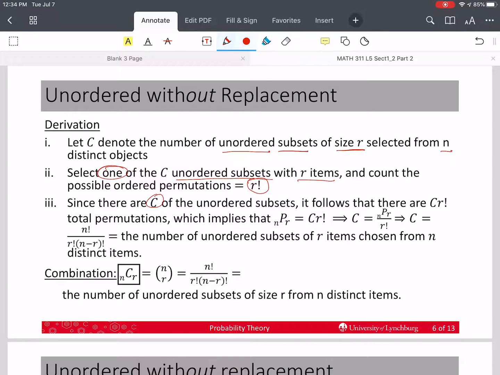There are C of these unordered subsets or unique subsets, so there's going to be C times R factorial total permutations. That means that using our formula, we have that NPR has to equal C times R factorial. Now we can solve for C by dividing both sides by R factorial, and we get C is equal to NPR divided by R factorial, and then we can substitute in for NPR, and we end up with this expression here, which is n factorial over R factorial times n minus R factorial. This is the total number of unordered subsets of R items chosen from n distinct items.